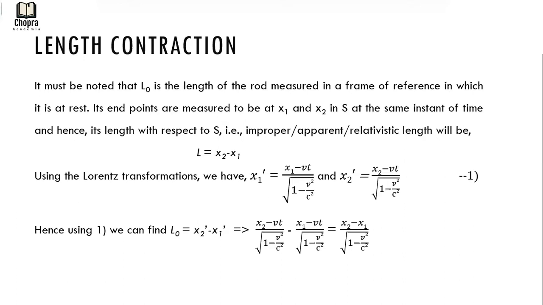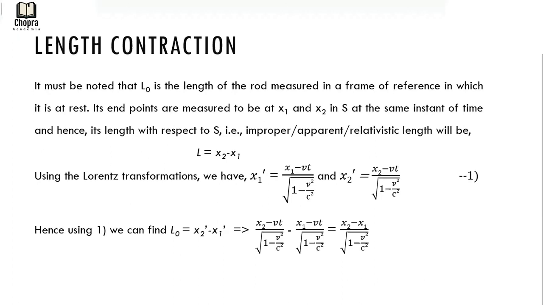So the observer O, which is measuring the length of the rod, such that the frame itself is moving at a very high velocity, which is of the order of c, then that measurement of the length will be termed as improper, apparent or relativistic length, isn't it? Because that observer is measuring the rod from a very far distance because v is almost of the order of c. So this is apparent length x2 minus x1.